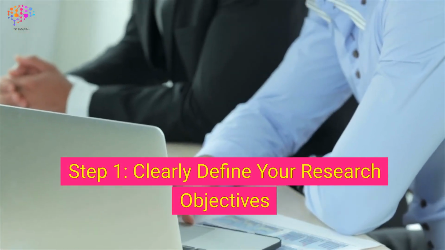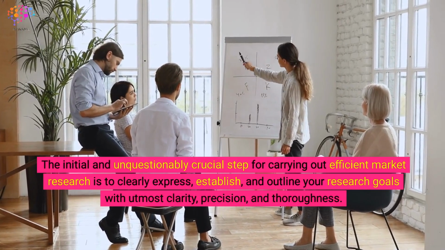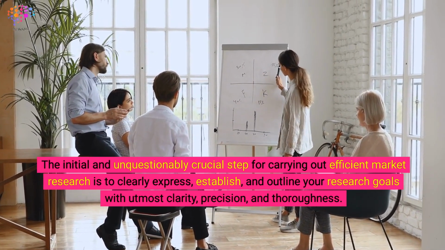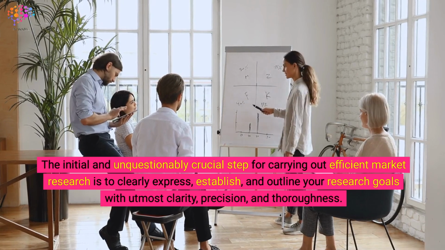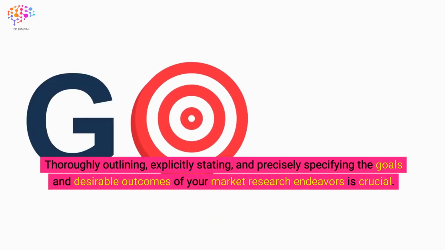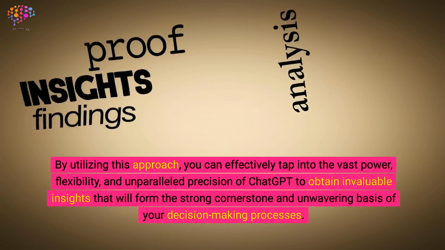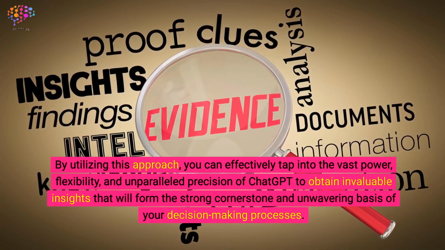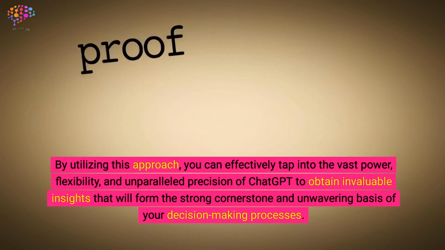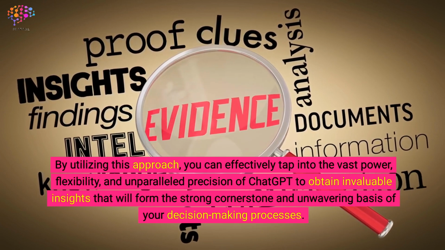Step 1. Clearly define your research objectives. The initial and unquestionably crucial step for carrying out efficient market research is to clearly express, establish, and outline your research goals with utmost clarity, precision, and thoroughness. Thoroughly outlining and precisely specifying the goals and desirable outcomes of your market research endeavors is crucial. By utilizing this approach, you can effectively tap into the vast power, flexibility, and unparalleled precision of ChatGPT to obtain invaluable insights that will form the strong cornerstone and unwavering basis of your decision-making processes.